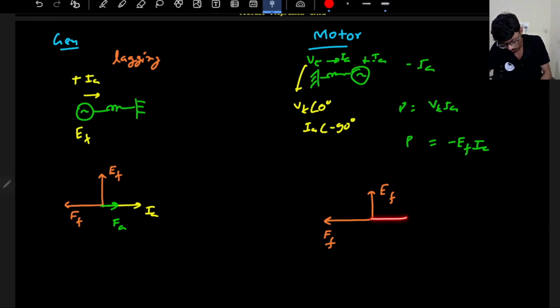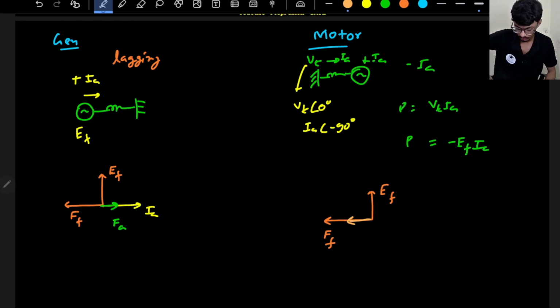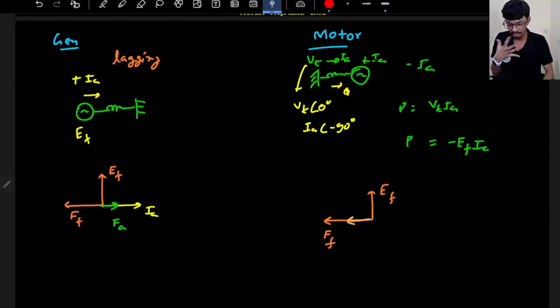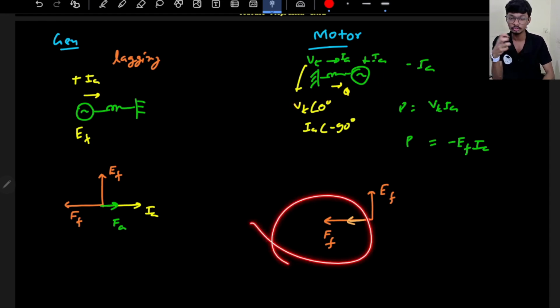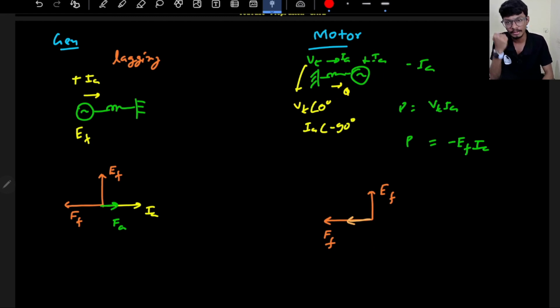But you will not draw IA here, you will draw minus IA here. Why? If the load is lagging, that means I am sending reactive power, the motor is receiving reactive power. That means obviously the armature reaction should be magnetizing, because I am giving reactive power, so it should support the field flux.